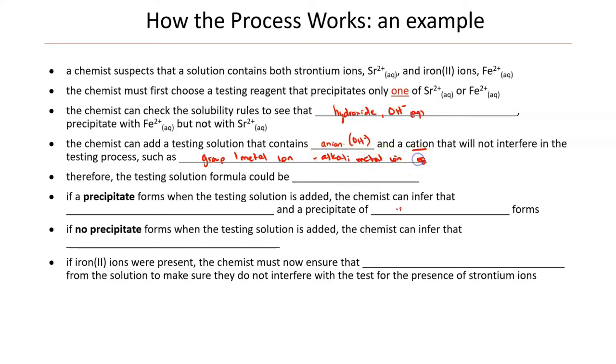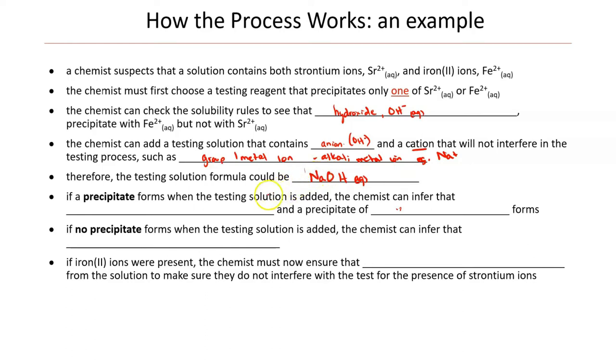So for example, I might use sodium ion. And so therefore, I would go to the shelf and get a solution of sodium hydroxide. The reason that I would want the sodium hydroxide is it would allow me to deliver my hydroxide ion to my solution so that it could potentially interact with any iron 2 ions that are there. But the group 1 metal wouldn't combine with anything else in solution to form a precipitate.